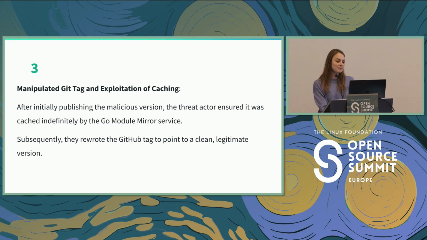Finally, the attackers used Git tag mutability and exploited the caching of the Go module mirror. After initially publishing that malicious version, we saw how the threat actor ensured that it was cached indefinitely and then rewrote the GitHub tag to point to a clean, legitimate version of the package. This was a deliberate deceptive technique to hide traces of the malware from any manual code review on GitHub. So even if a developer was being really diligent and checking the source code of their dependency, they wouldn't have found anything suspicious.